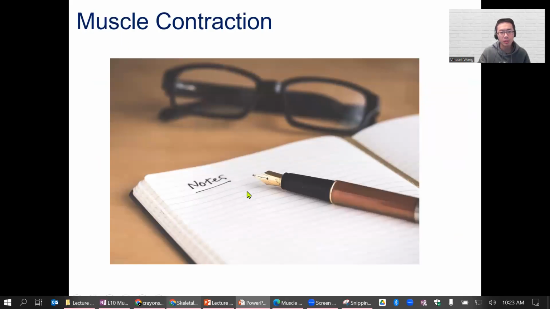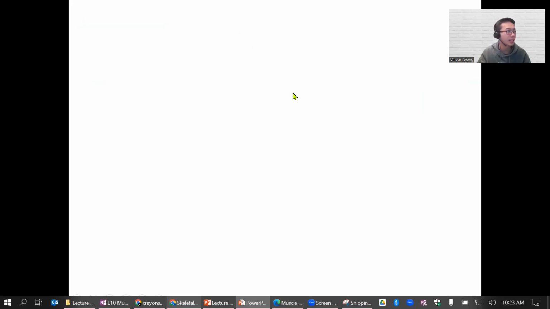Okay, so muscle contraction notes. We're not going to write the notes, okay? It's basically what I told you. We don't have to physically write it out. But let's take a look at this diagram.